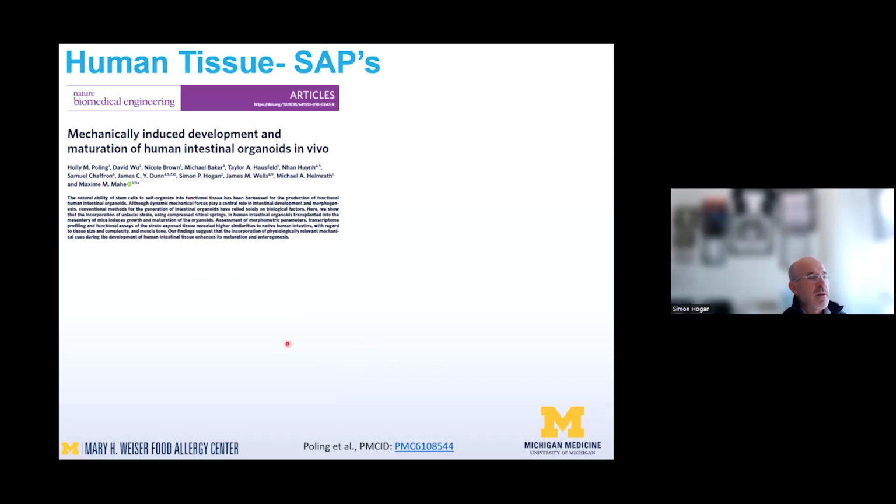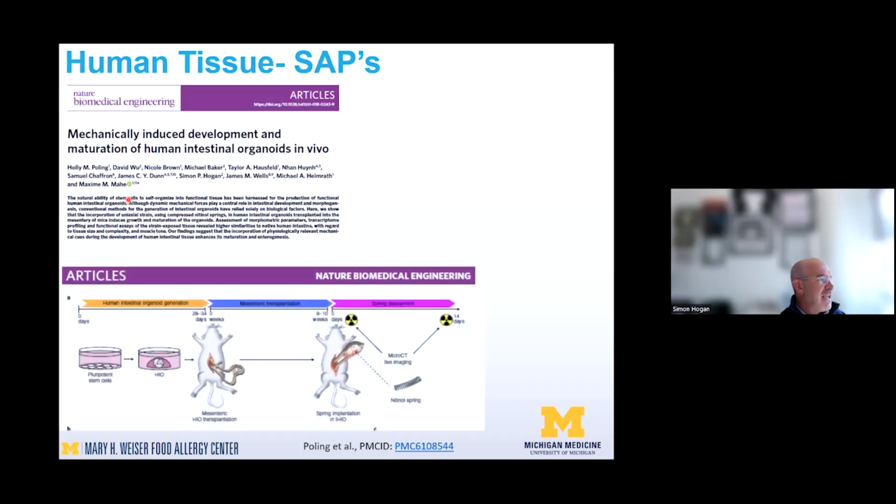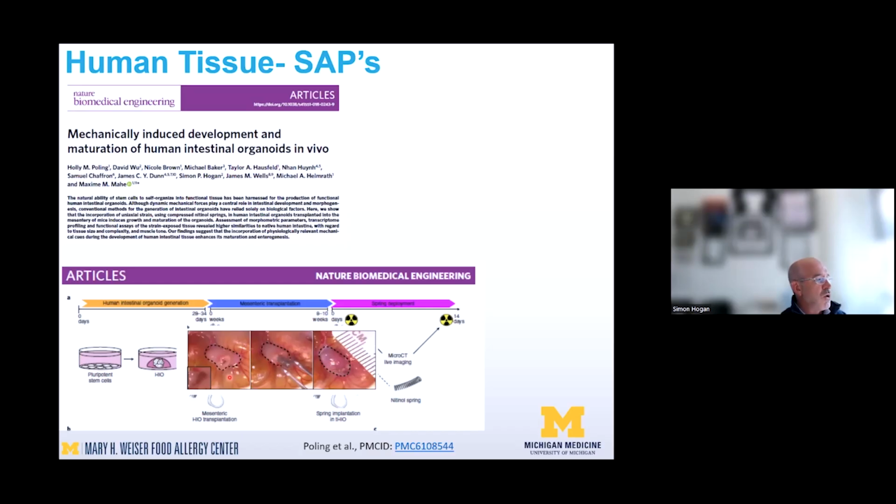Obviously the question is, what about in humans? So we had been collaborating at this time with some colleagues at Cincinnati Children's, an outstanding pediatric gastroenterologist, surgical enterologist, Michael Helmrath and Max Mahi, who was a postdoc in Michael's lab. And they developed this very elegant system where you could take human pluripotent stem cells, develop human intestinal organoids, and transplant these human intestinal organoids into an NSG immune deficient mouse into the kidney capsule and be able to watch these human intestinal organoids grow.